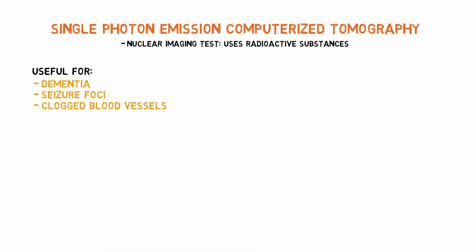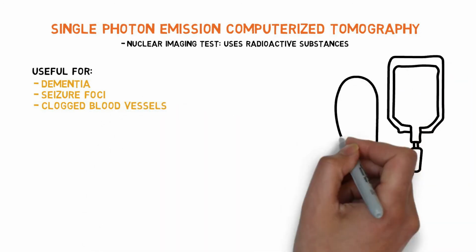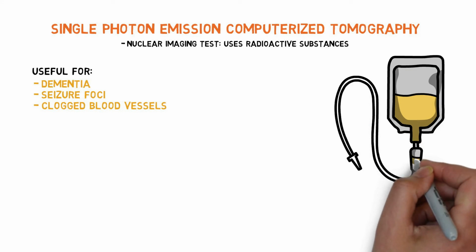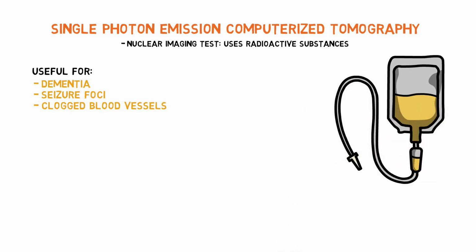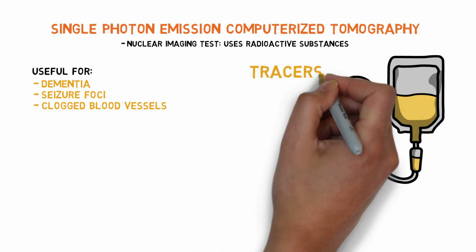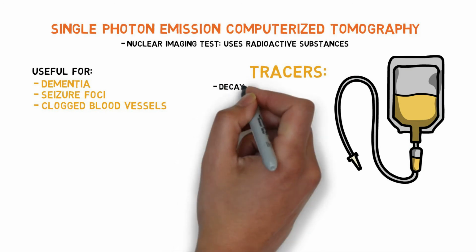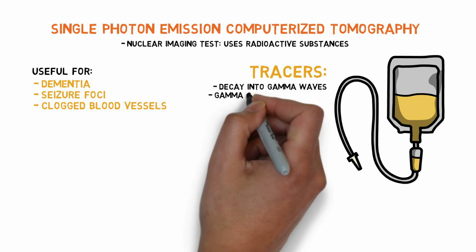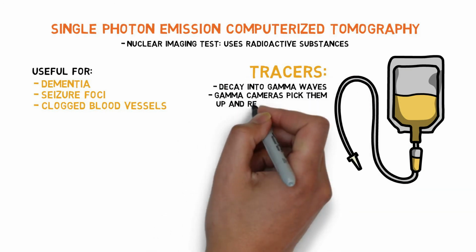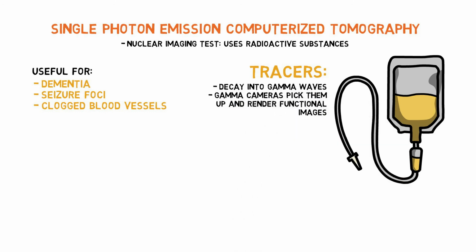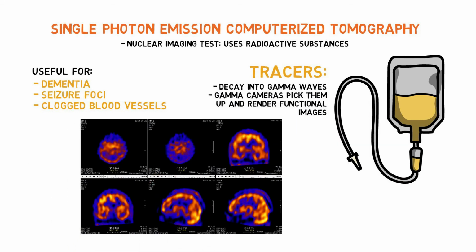In a SPECT scan, patients also receive IV injections, and it contains a radioactive tracer. Tracers decay in a similar fashion to the ones used in PET, but they result in gamma waves being emitted rather than photons. A gamma camera then detects these and uses computation methods to render functional images.